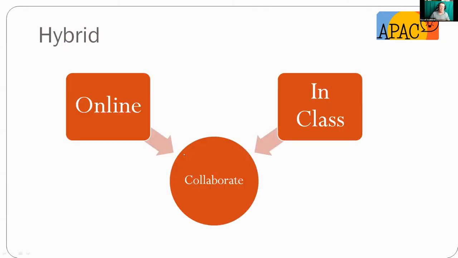Now, when we're working with hybrid, we're thinking the same thing. Just like I did there with Mentimeter, for example, can we have some of the students online working on an activity and the students in the class working on the same activity? The way you can often do that is through technology as well. So Mentimeter would be a perfect example. Wordle would be a perfect example.